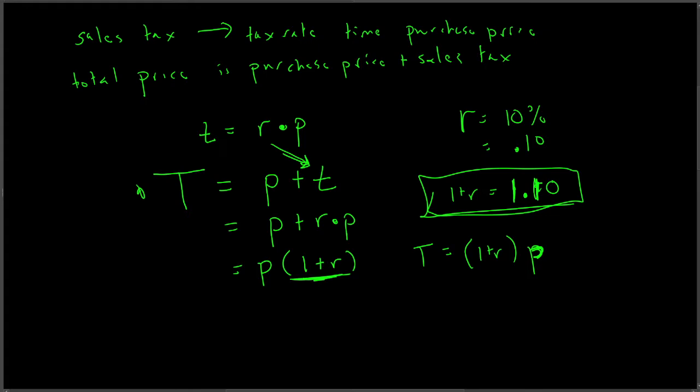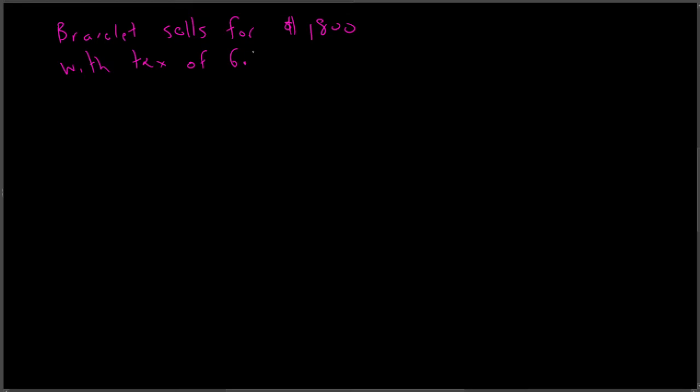So let's look at an example here. And we'll do it both ways. So a bracelet sells for $1,800 with a tax of 6.5%.